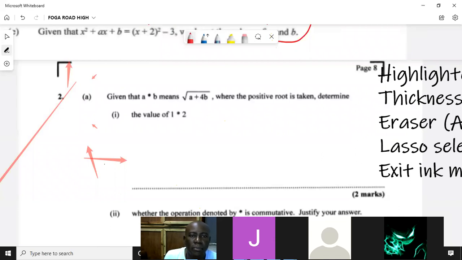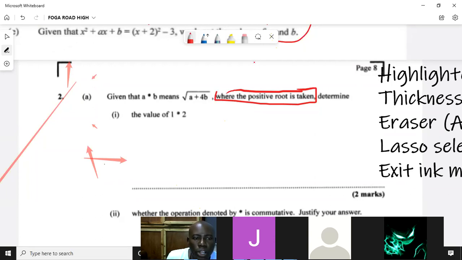So it says a asterisk b means the square root of a plus 4b. And it is telling you where the positive root is taken. Okay. So this is like extra information, so don't stress yourself. What we want to do is to find the value of 1 asterisk 2.